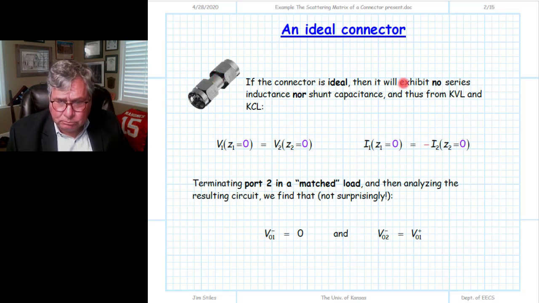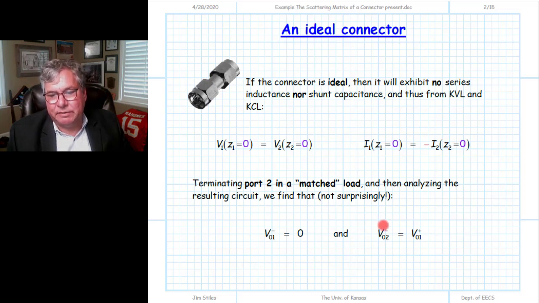for the bottom. Now, if we terminate our port 2 in a matched load, if we're doing the first column of our scattering matrix, we make sure there is no incident wave on port 2. And when we took these boundary conditions and did the analysis, we get, not surprisingly, that the scattered wave amplitude of port 1 is equal to 0. That's because essentially there is no discontinuity. We have characteristic impedance Z0 on one side of the connector and Z0 on the other, so we don't have to generate any scattered wave to satisfy boundary conditions there.